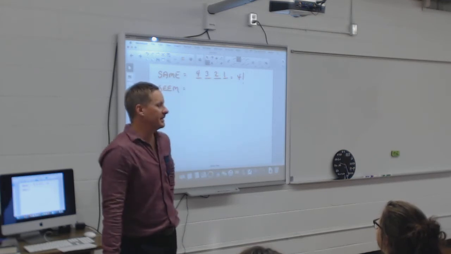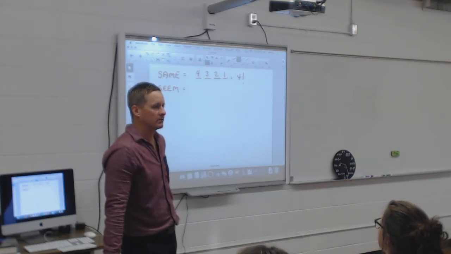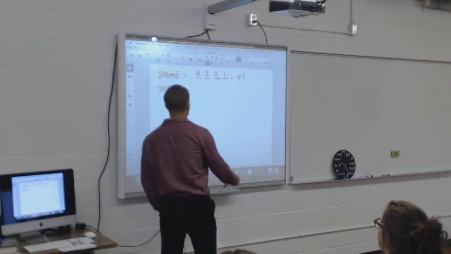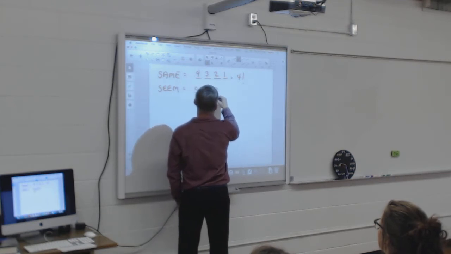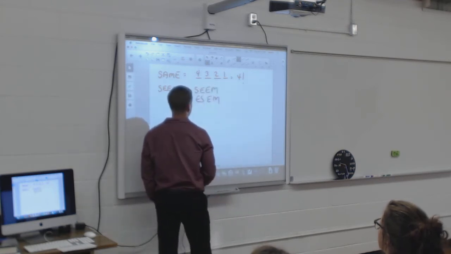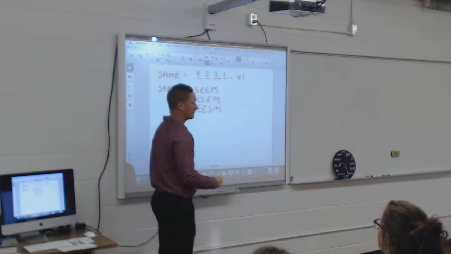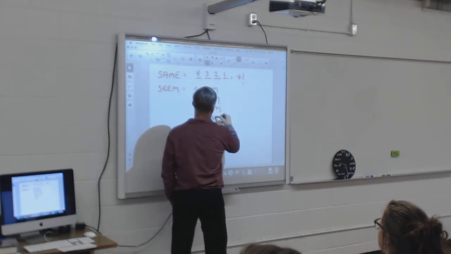Okay, how about the word seem? Still 4 factorial? No. Why not? Start listing some for me. Seem, S-E-E-M. E-S-E-M. And E-E-S-M. You could have the other E. You could have seem, but with the E's swapped.